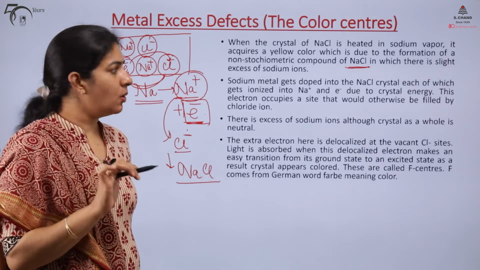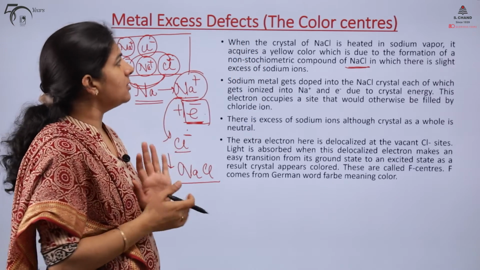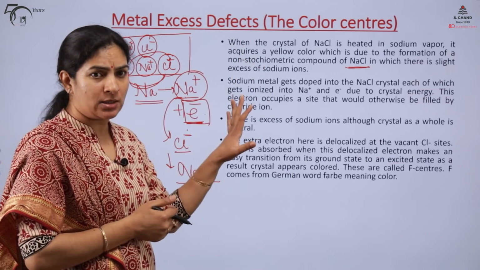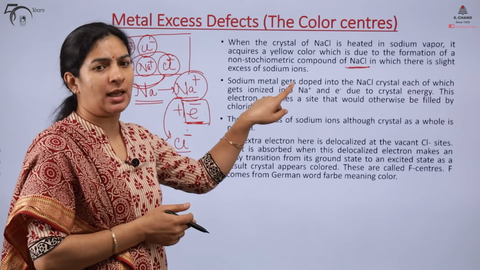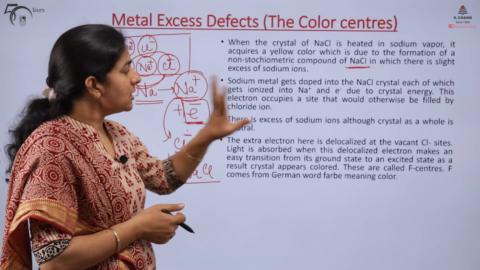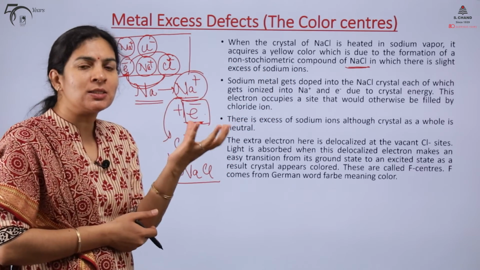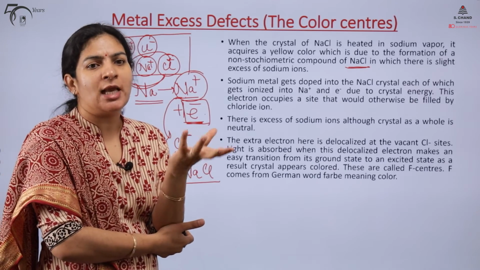And now we all know that, what is the consequence of this metal excess? Metal excess because sodium is in excess. The consequence of metal excess defects is that this crystal appears yellow in color.